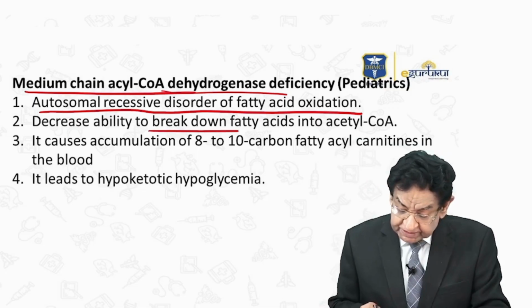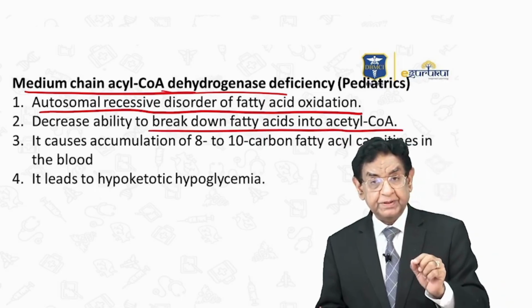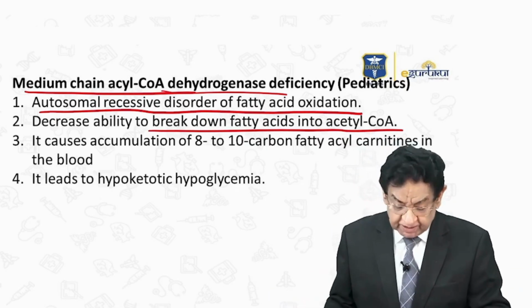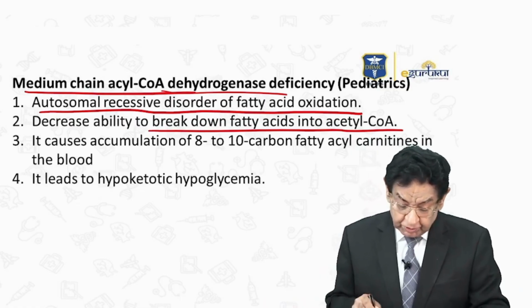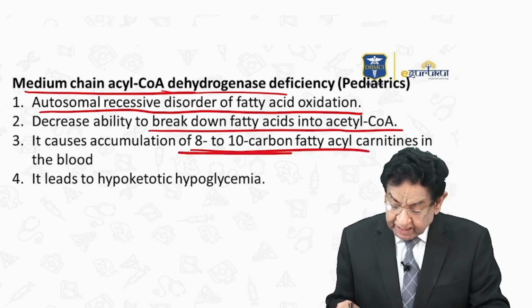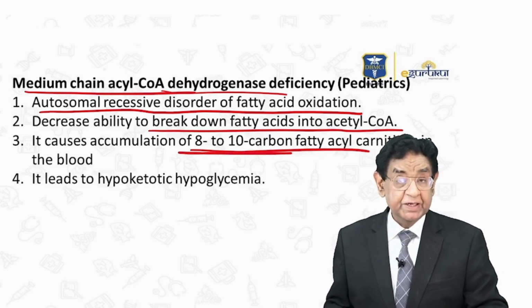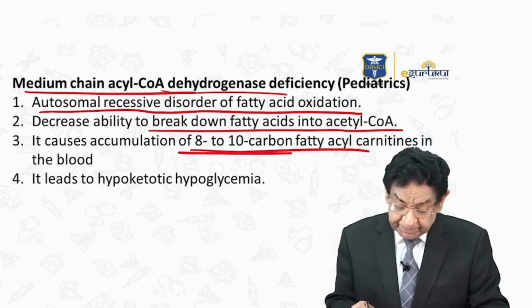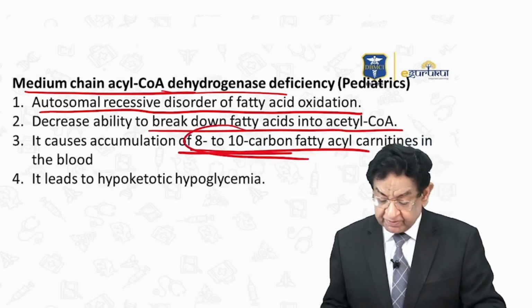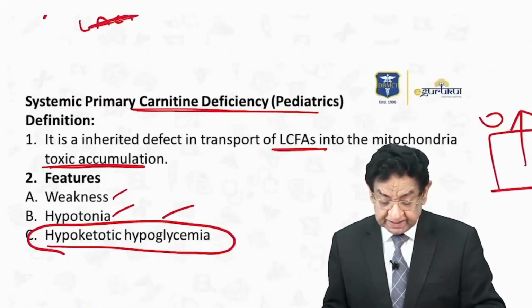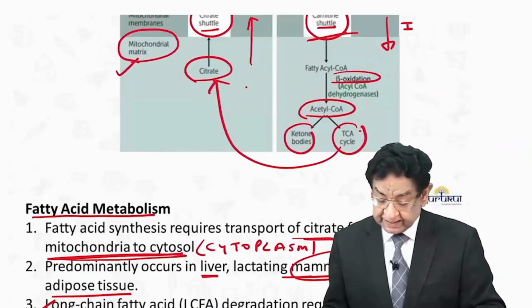Now the fatty acid is not able to be broken down. The problem is that fatty acid cannot be broken down into acetyl coenzyme A. So it causes accumulation of 8 to 10 carbon fatty acyl carnitine in the blood. Point to be noted, it is a medium chain, 8 to 10 carbon fatty acid acyl carnitine. Let's go back to the slide.